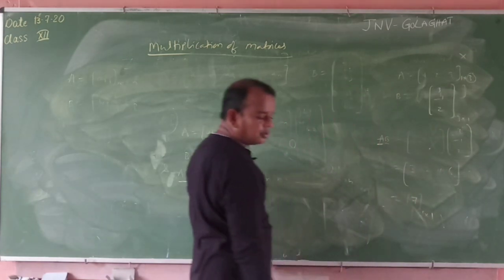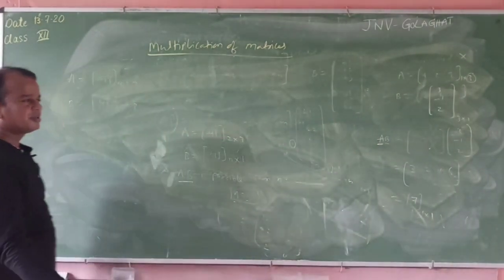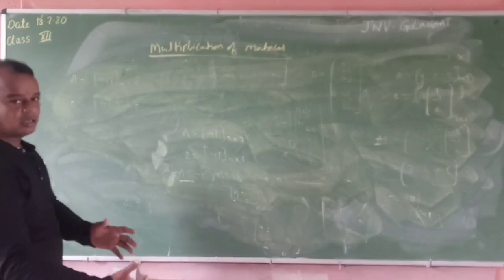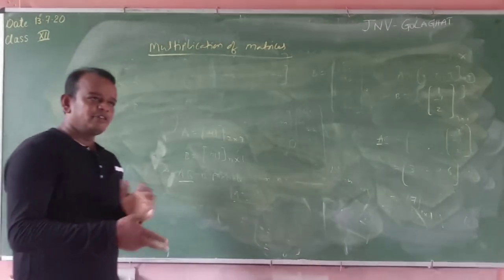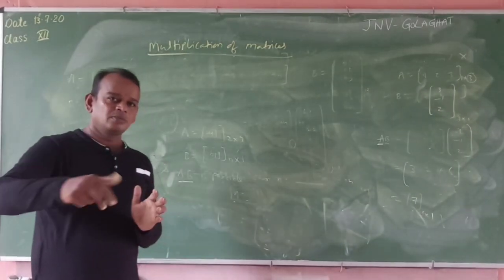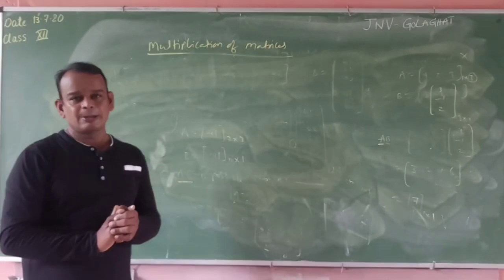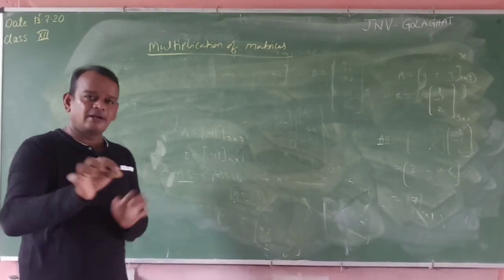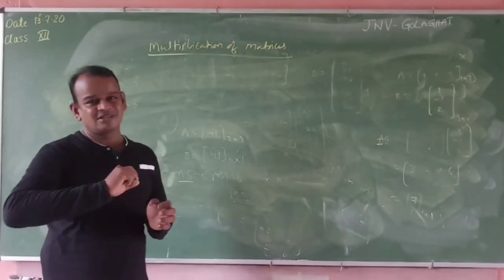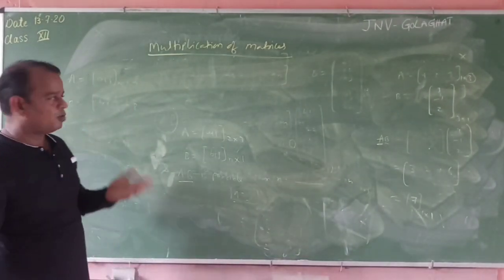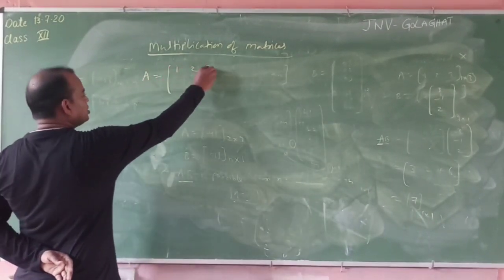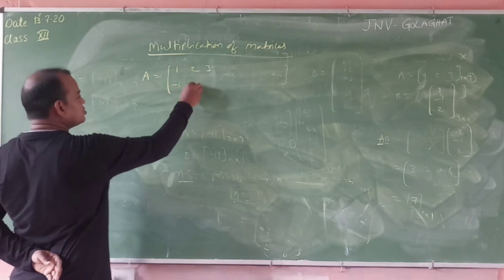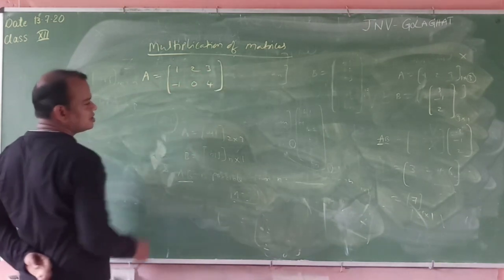Now, we are going to the examples of the multiplication. Already you know how to multiply row by column. Suppose we multiply the first row by a column, all the elements are written in the first row only. If you multiply with the second row, all the elements are written in the resultant matrix's second row only. Now how to do it? Suppose A is equal to, for example, 1, 2, 3, minus 1, 0, 4. This is A.